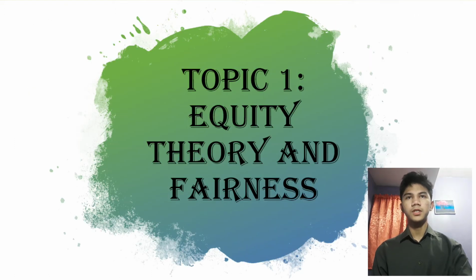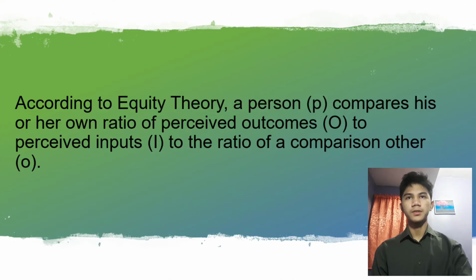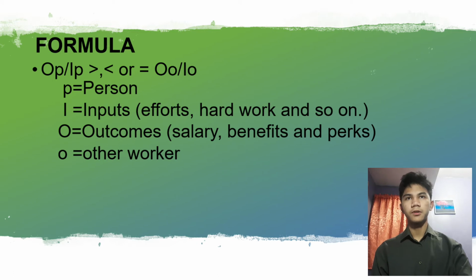Topic 1: Equity Theory and Fairness. This theory suggests that people evaluate fairness in their situations by comparing them to others. According to this theory, a person compares his or her own ratio of perceived outcomes to perceived inputs to the ratio of comparison. This is the formula of this theory: OP over IP is greater than, less than, or equal to OO over IO. P is equal to person, and I equals input, such as efforts, hard work, and so on.